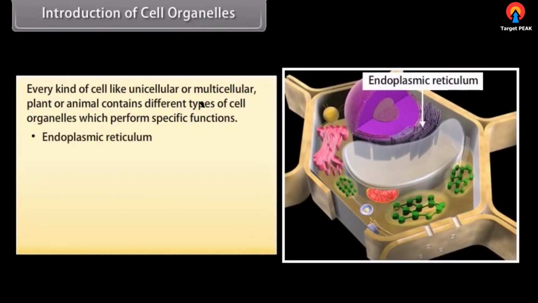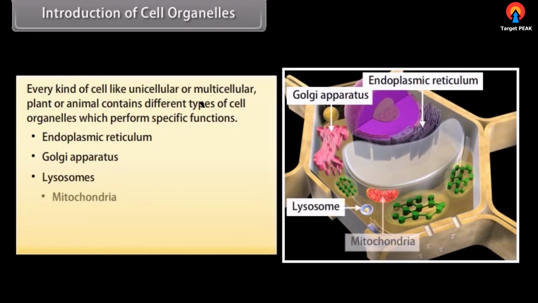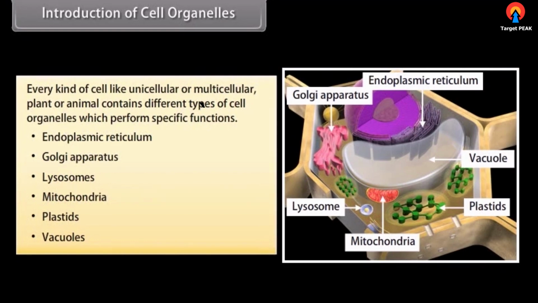Endoplasmic reticulum, Golgi Apparatus, lysosomes, mitochondria, plastids and vacuoles are some examples of these cell organelles. Now let us know their structure and functions in detail.